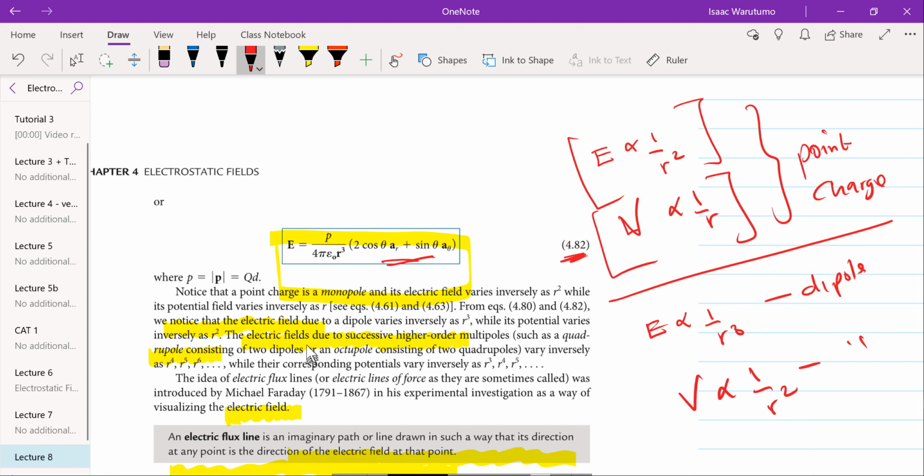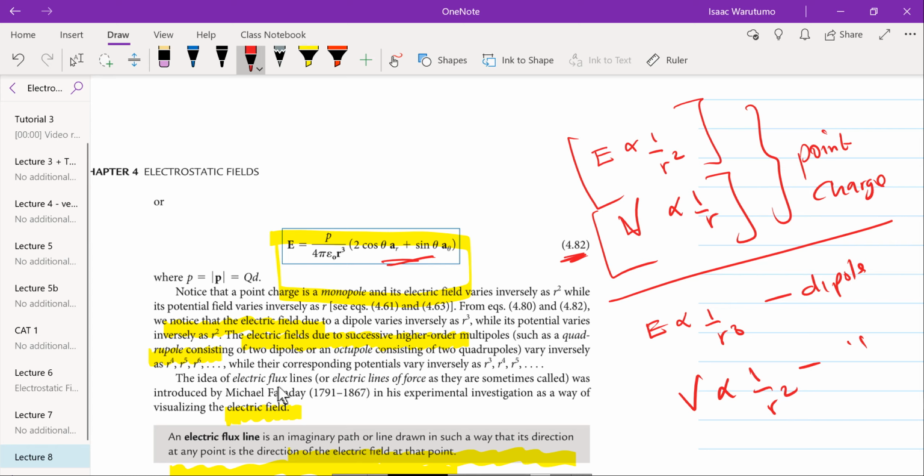In a similar manner, we can make conclusions in regard to higher order multipoles, such as a quadrupole, consisting of 2 dipoles, or an octupole, consisting of 2 quadrupoles, and say that E varies inversely as R to the power 4, R to the power 5, R to the power 6, while their corresponding potentials vary inversely as R to the power 3, R to the power 4, and R to the power 5, respectively. The only thing that we are observing here is that the potential has one lower power than the electric field.